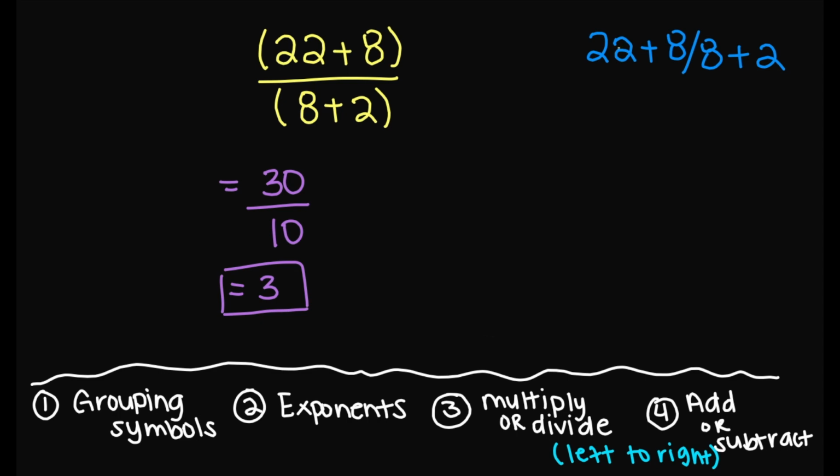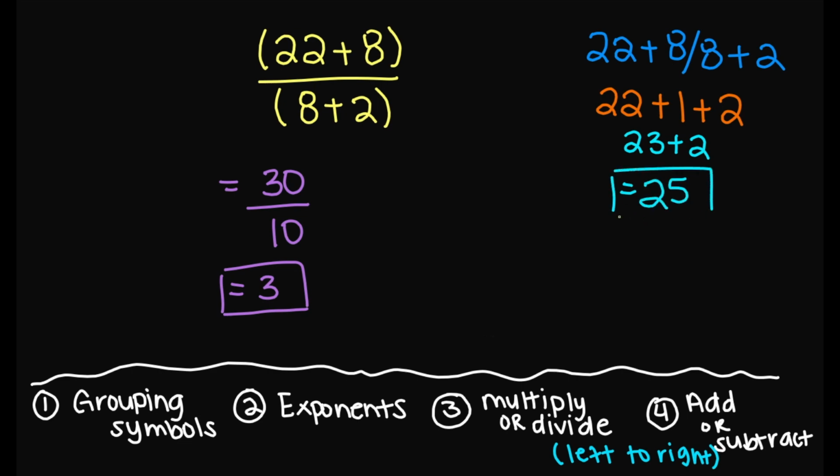Now let's look over here. I have 22 plus 8, and then I have divided by 8 and plus 2. So we have 22 plus 8 divided by 8, this is going to equal 1, and then plus 2 here. So now I'm going to add. So we have 22 plus 1, this is 23. 23 plus 2 more, this is going to equal 25. So your answer here on the right side is going to equal 25.